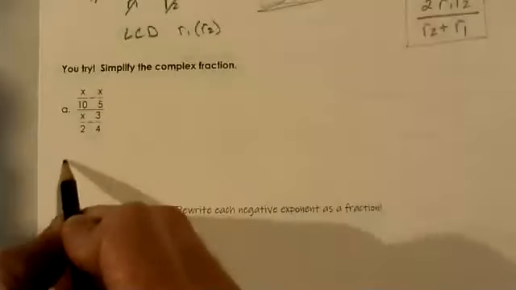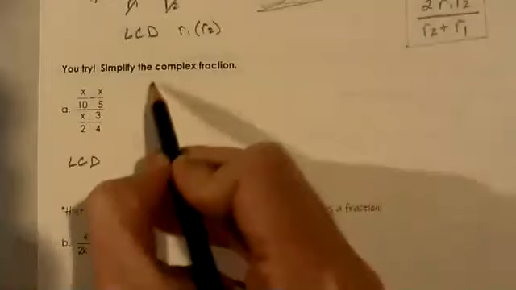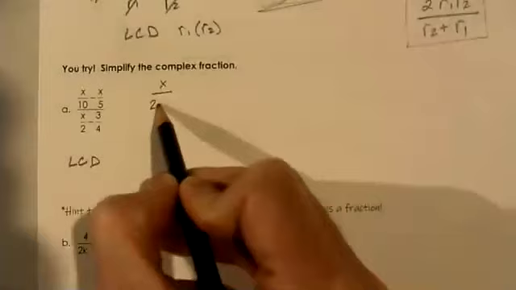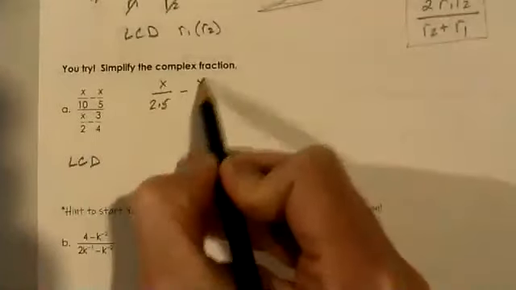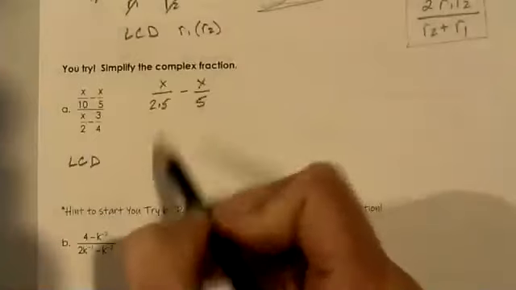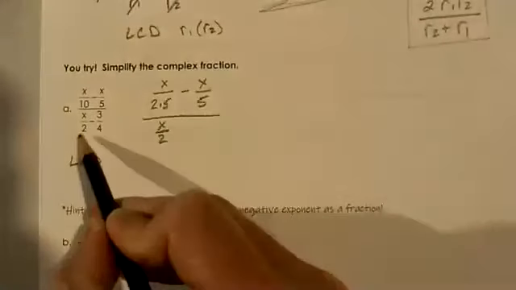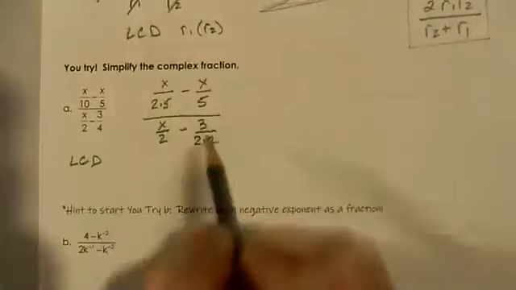So here we're going to be looking for the LCD. Now there's a couple different ways we can think about this LCD. One way to do this problem is to factor apart these numbers. So we have 2 times 5. That makes 10. There's no way to break apart 5, so we just have 5. There's no way to break apart 2, so we just have 2. And 4 is 2 times 2.